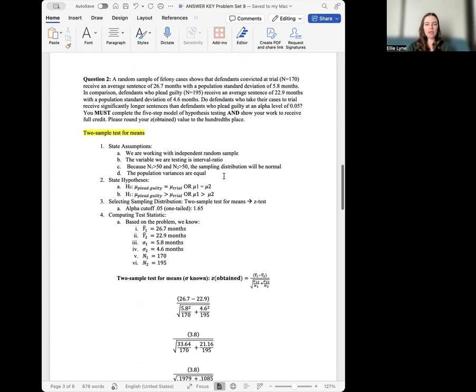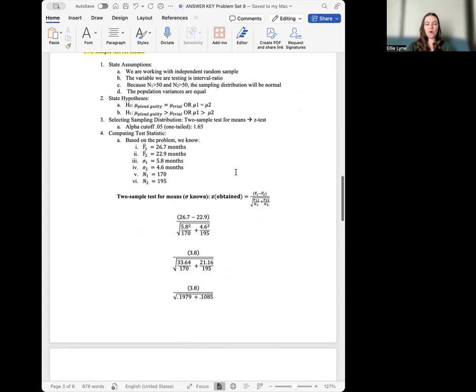We just have to scroll up a little bit here and make sure that we note it here below. So we need the average sentence length from each individual group. So I have 26.7 here for group number 1, 22.9 for group number 2, and also the population standard deviation from each respective group as well. I have those listed below. And then our sample size for each group as well.